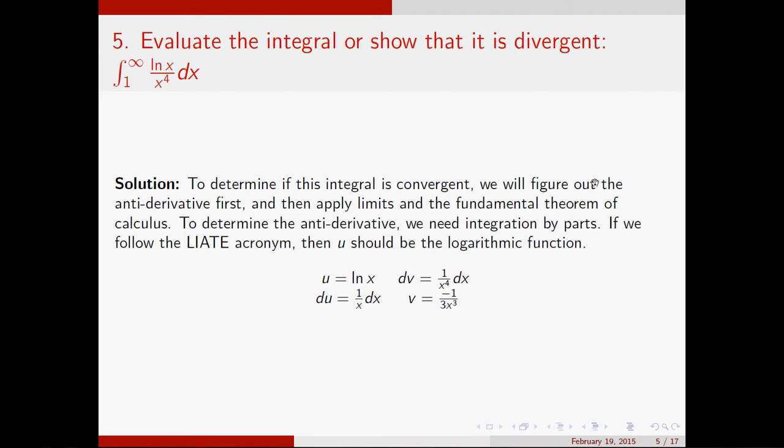That means if u is the natural log of x, dv has to be everything else in that integral, which is 1 over x to the 4th dx. The antiderivative of 1 over x to the 4th dx, thinking of this as x to the minus 4, we increase that exponent by 1. That gives us minus 3, and then we divide by minus 3 as well. So v equals minus 1 over 3x to the 3rd. If you want to take a minute and confirm that antiderivative, please do that.